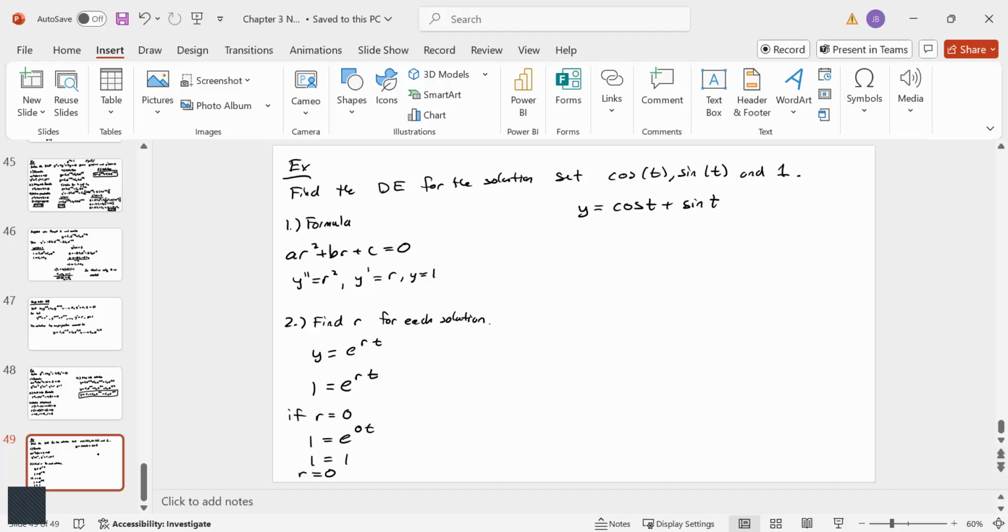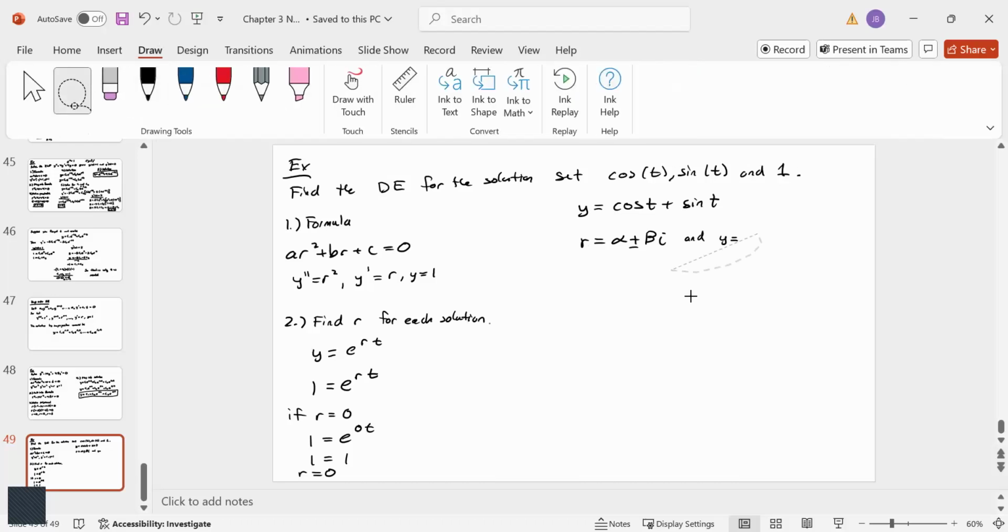Well, because we're talking about sine and cosine, we're also talking about complex numbers, which means r has to be alpha plus or minus beta i, because we get two of them. And we know that the solution to this type of differential equation is going to be e to the alpha t, c1 cosine beta t plus c2 sine beta t. So that's the solution. Then you match what you have.